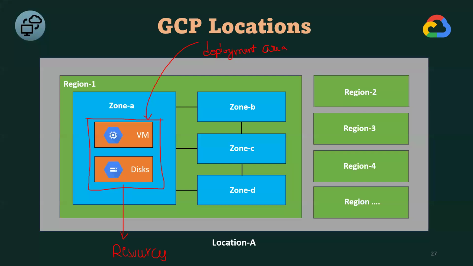A zone is also called an availability zone, because it has the resources, and the resources are available in the zones. So zones have two names: one is deployment area and the other is availability zone. Deployment area, because you are doing the deployments here. Availability zone, because you have the resources available here.